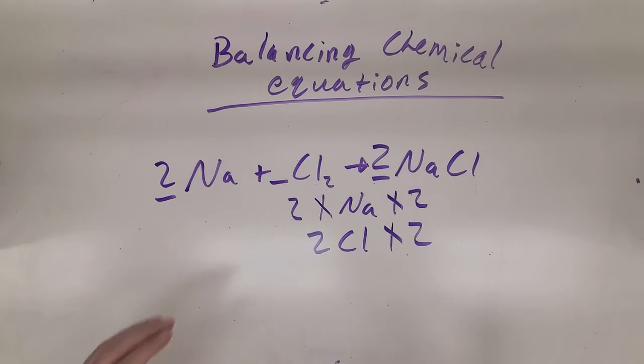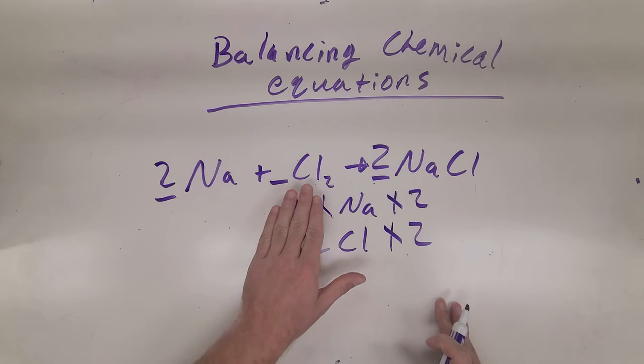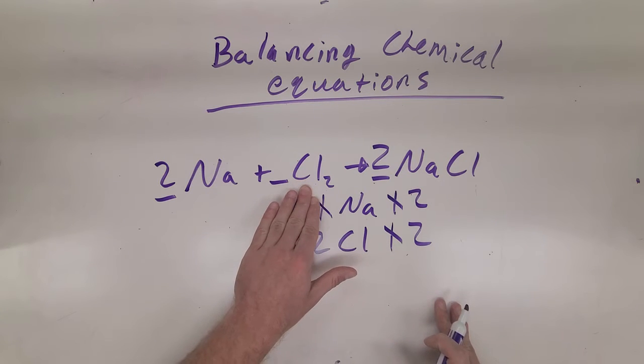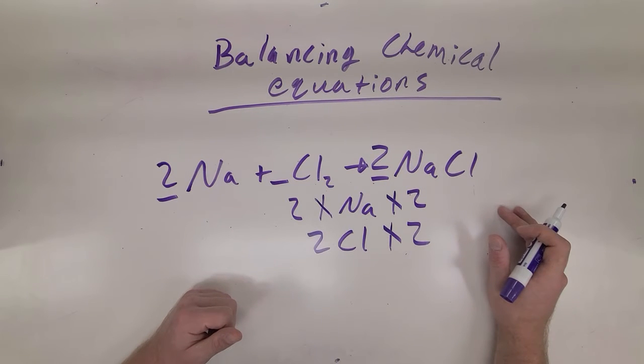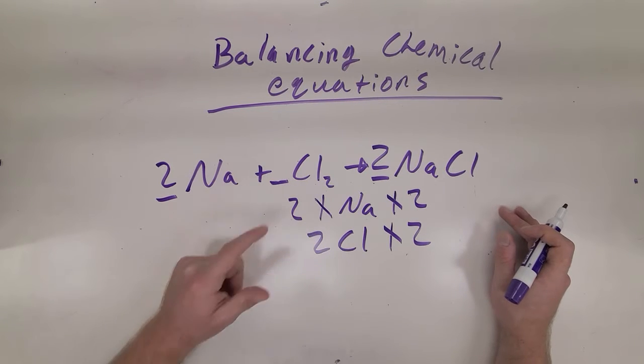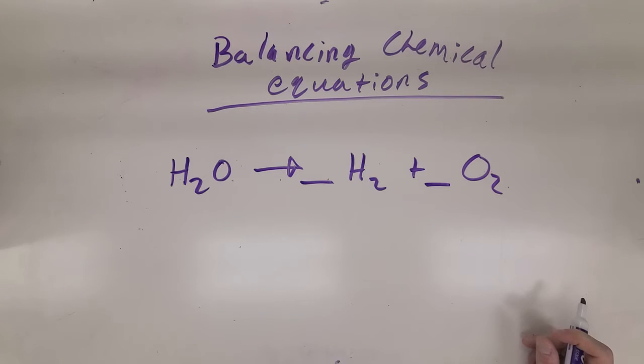And what this says is that for every 2 sodium atoms that you react with 1 chlorine gas molecule, you will end up with 2 compounds of sodium chloride. We leave this blank right here just to show that there's only 1. Let's take a look at a few more examples.